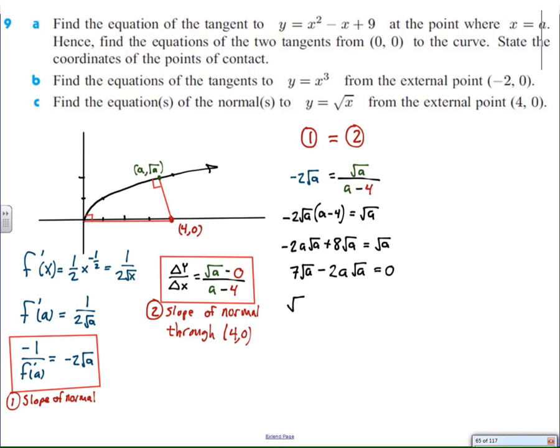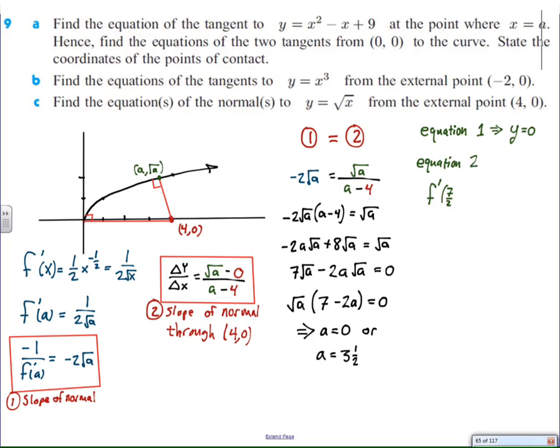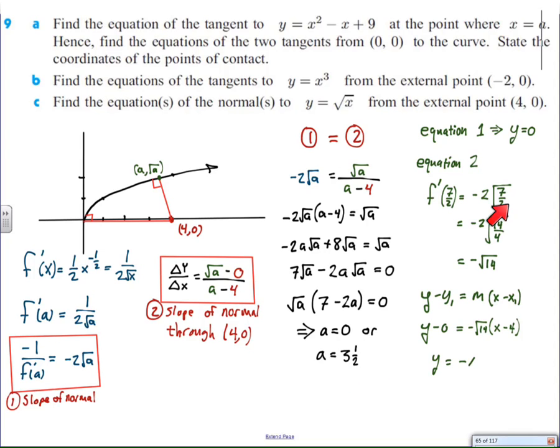It just requires the ability to collect like terms, factor common factors, and we get nice clean answers as a result. So to find the equation of y1, it's just y equals 0, no problem. To find the equation of y2, I need the slope of the normal, so I put in a equals 3.5 to figure out what the slope of the normal is going to be using my calculator right here, and then I get negative square root of 14, so I go through all this and I get the equation of the line there.